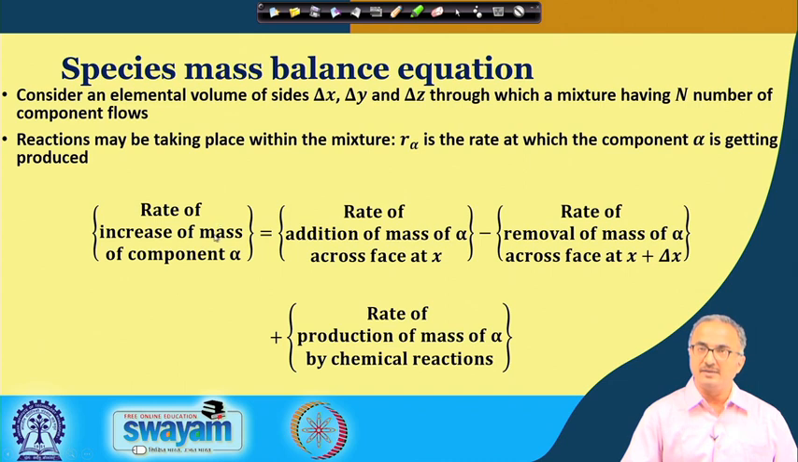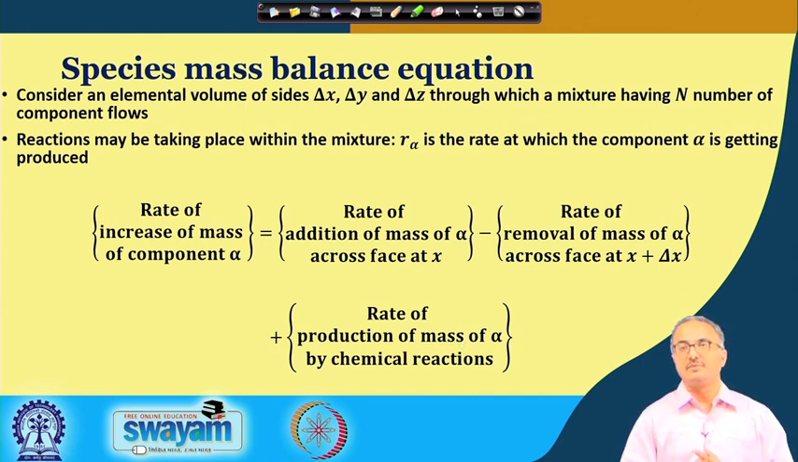So, when we write the conservation law, we have the rate of mass change, here the increase in the species alpha, and this is equal to the rate at which mass of the particular species comes inside the control volume, minus the rate at which it is removed from the control volume, plus the rate of production of mass of alpha. Okay. So, in this case we are talking about some kind of reactions going on. So, we are talking about this production.